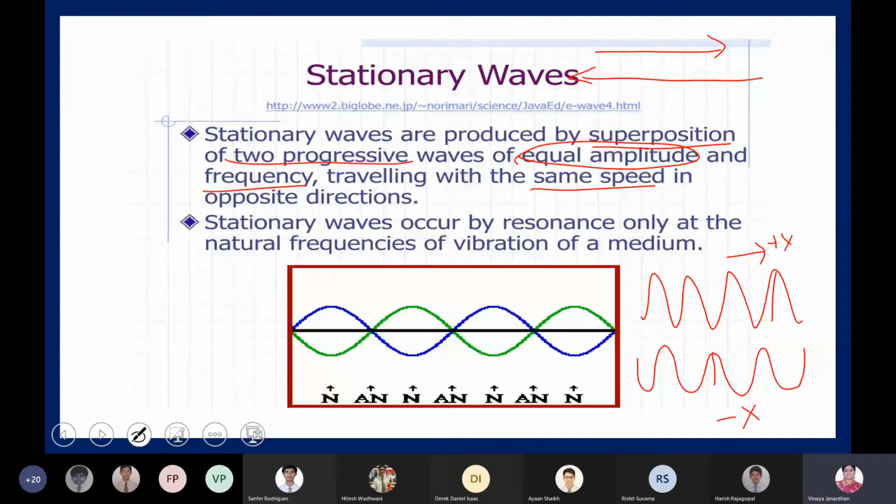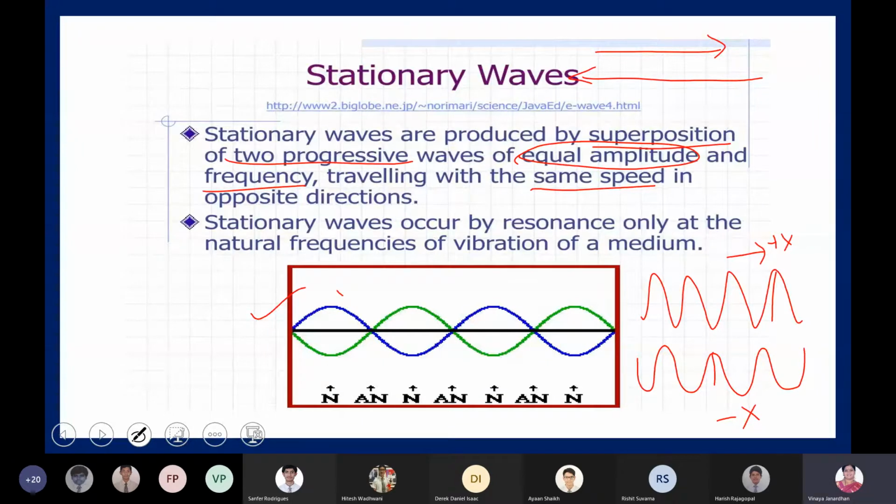One is traveling forward, the other in the opposite direction. When they overlap with each other, you get a pattern like this. Such waves we call stationary waves or standing waves. Two waves traveling in opposite directions in the same medium with the same speed, same amplitude, and same frequency give rise to stationary waves. The wave pattern will be like this.